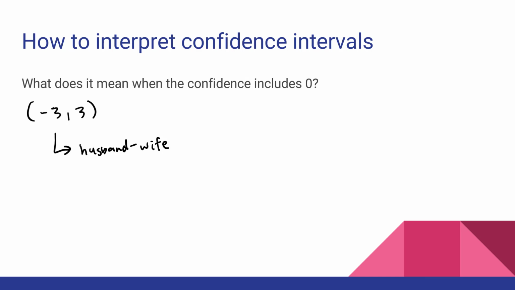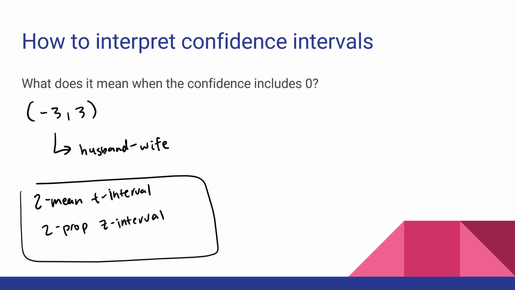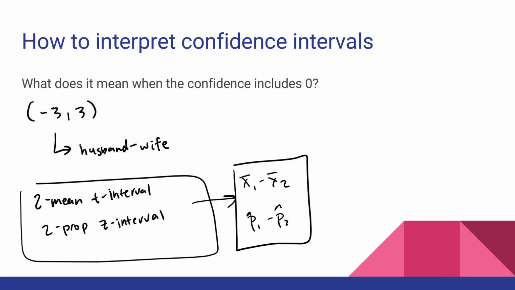So it's not just in paired data. If you're doing a 2 mean t interval or a 2 prop z interval, because these are both talking about the differences between two samples, right? Our 2 mean t interval is centered around x bar 1 minus x bar 2, and our 2 proportion z interval is centered around p hat 1 minus p hat 2. So this is both talking about differences. And that means that if our confidence interval includes 0 when we're estimating about any kind of difference, that means that the two groups are probably very close to each other and there's no significant difference between the two.